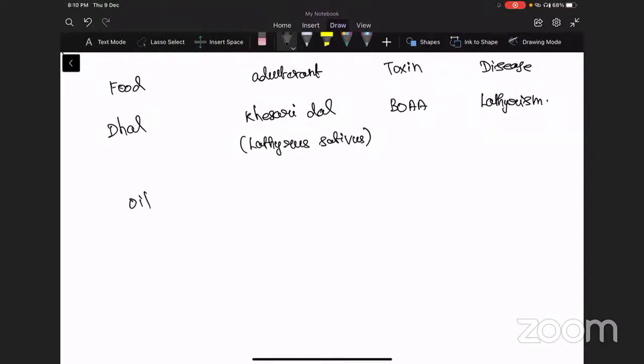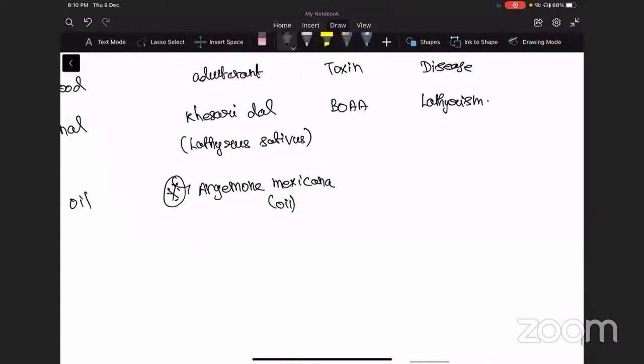Oil, adulterant is Argemone mexicana oil. This has been asked in the previous exam. Very important. Argemone mexicana or Argemone oil. They have asked what is the toxin present in Argemone mexicana. They had asked this question in the previous FMGE, and the toxin is sanguinarine. The disease caused is epidemic dropsy.